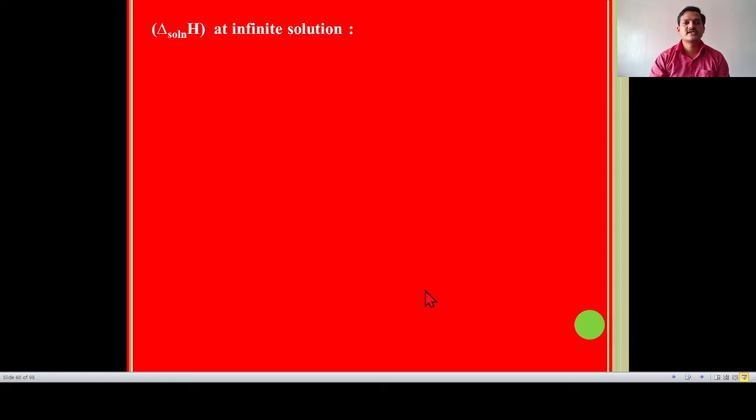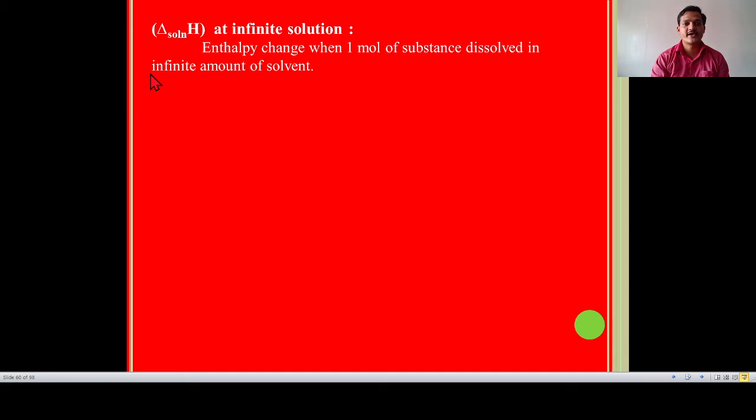Now next concept is enthalpy of solution at infinite dilution. So enthalpy change when one mole of substance is dissolved in, the word is mostly important here, infinite amount of solvent. Infinite amount of solvent, that is generally we have to use water. For example, one mole of NaCl is dissolved in infinite amount of water. That concept is called as enthalpy of solution at infinite dilution.